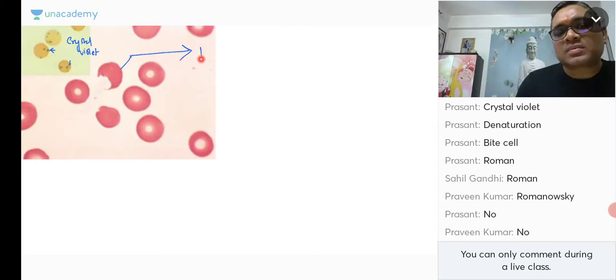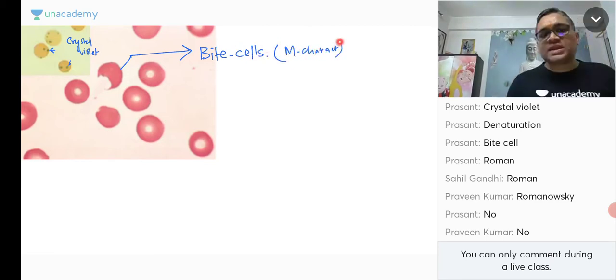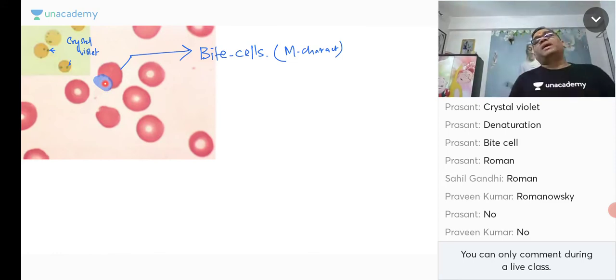What are these cells? White cells. So I understood. White cells are the most characteristic of the G6PD deficiency anemia, right? So why has this white cell been formed? Can you see this? This area is still having hemoglobin, right? But it is not catching the stain because these are all denatured. So you understood? These are all denatured hemoglobin.